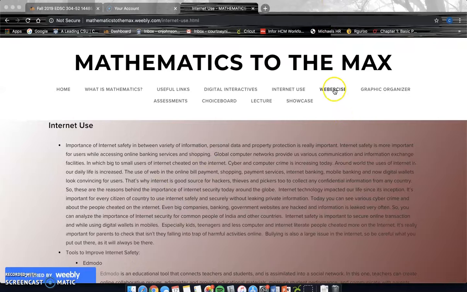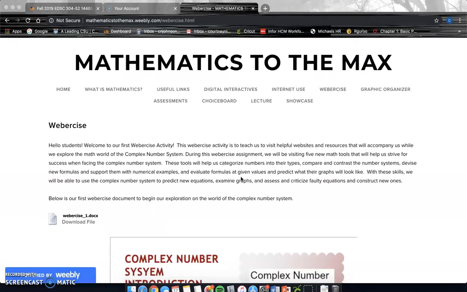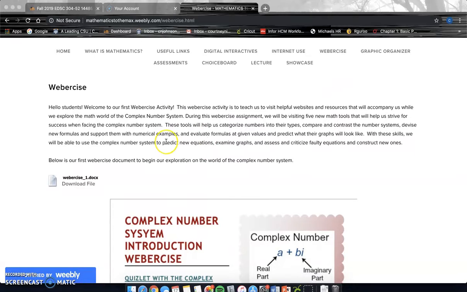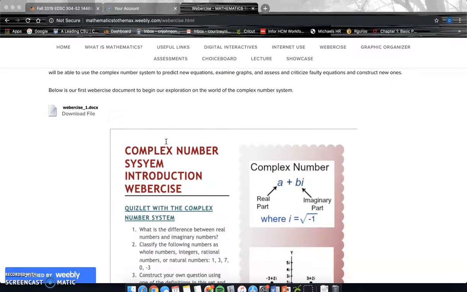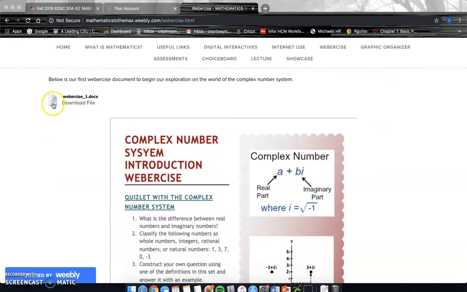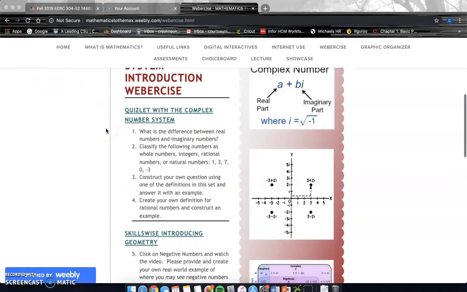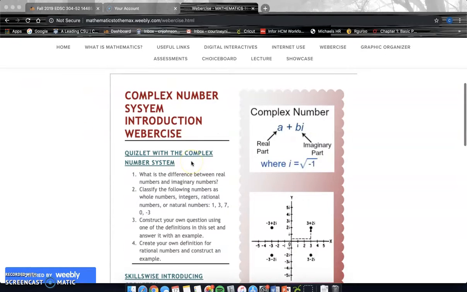Moving on to my Webercise, I have included a brief introduction along with the file itself for our Webercise 1, and then some images so students can actually just look at the questions without fully downloading the document.